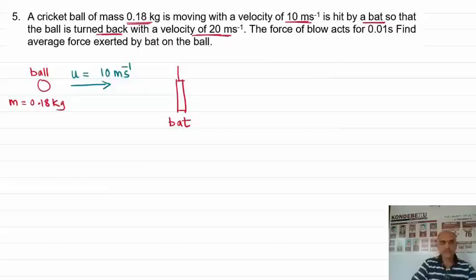Hit by the bat, so that the ball is turned back. So again the ball is turned back, means 180 degrees it comes back with velocity 20 meters per second. 20 meters per second. Now this is important.